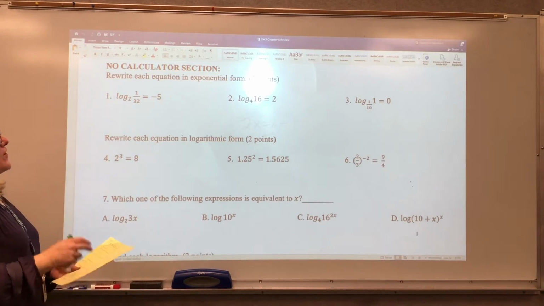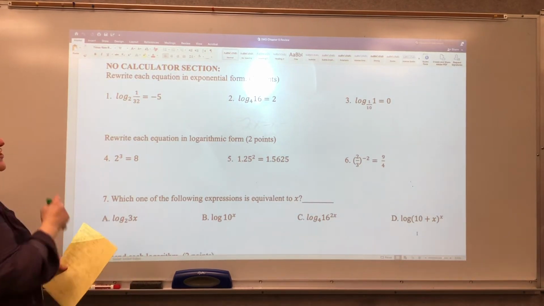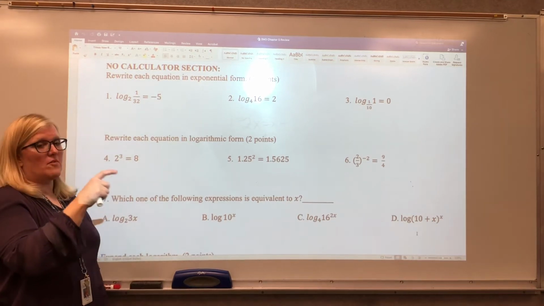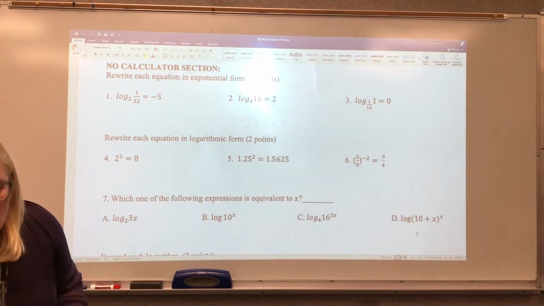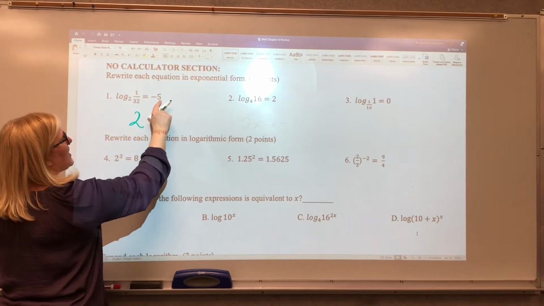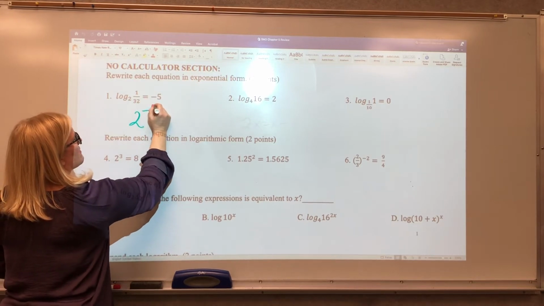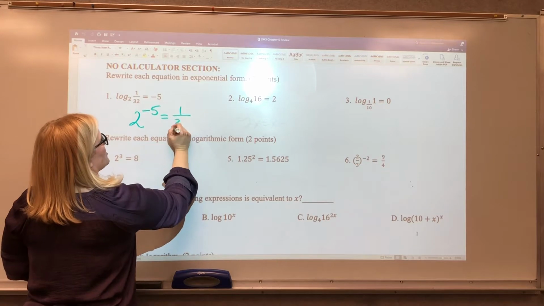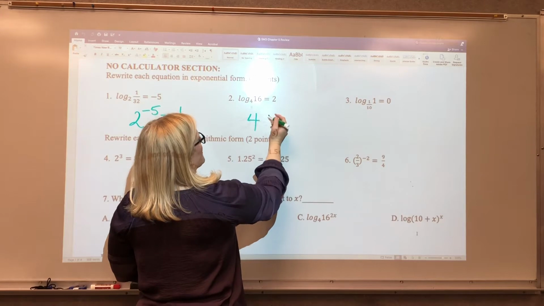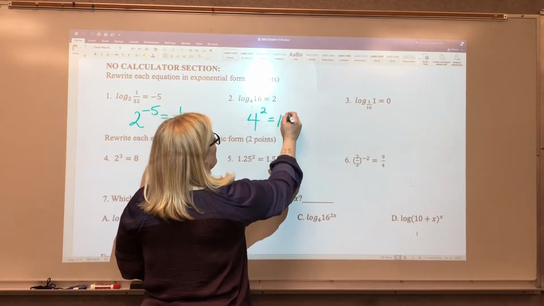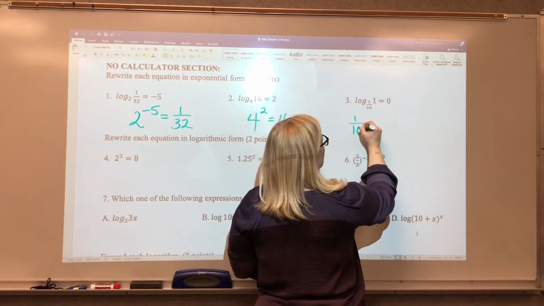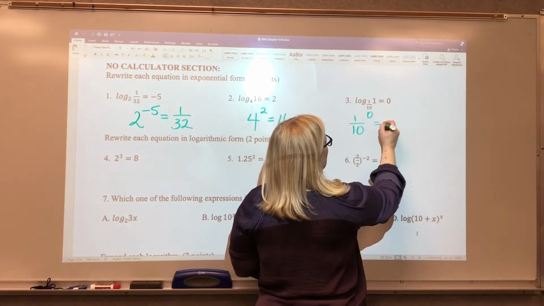Okay, so the no calculator section. First three we have is just changing the logarithmic form into exponential form. So we have our base is 2. Remember that it equals the exponent, and then it equals 1 over 32. Okay, over here, my base is 4, my exponent is 2, and that equals 16. And then here my base is 1 over 10 to the 0 power equals 1.